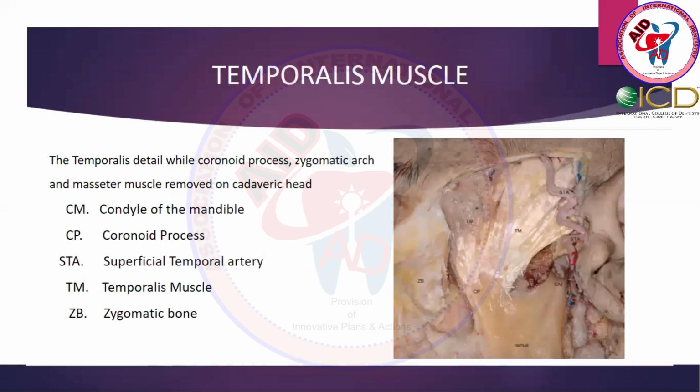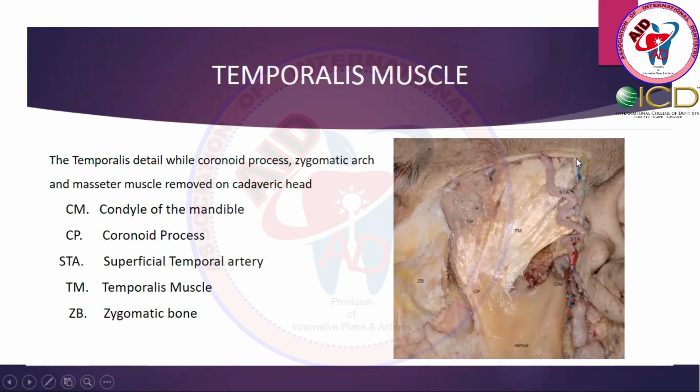Now get the orientation right here. It is the eyebrow, and that is the lateral canthus of the eye. This is the condylar process of the mandible. This is the coronoid process of the mandible. This is the zygomatic bone which is being cut, and that is the mandibular portion right here. Now you see the orientation of the temporalis muscle. It is attached to the coronoid process right here.